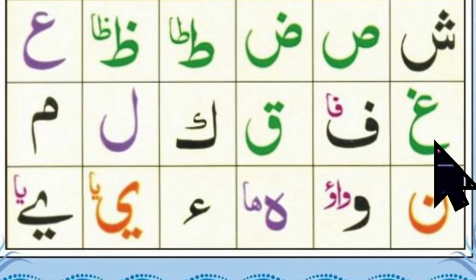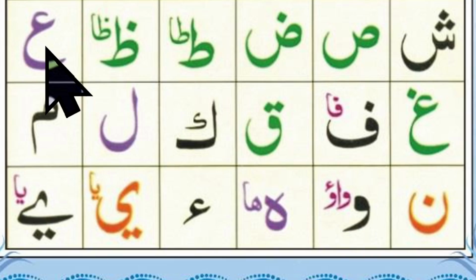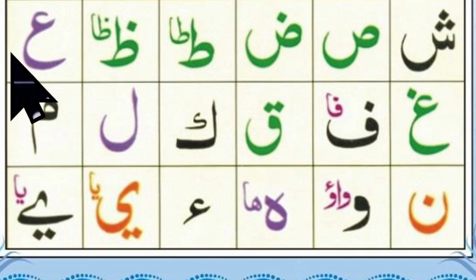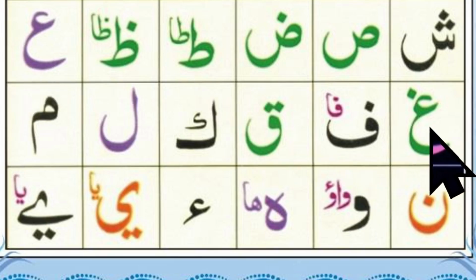Ain and Ghain. Ain is from the middle throat, because Ha and Ain both are soft letters and we will pronounce them from the middle throat, and Ghain will be from the upper side of the throat, the throat near to the mouth. That will be Ghain, Ain, Ghain.